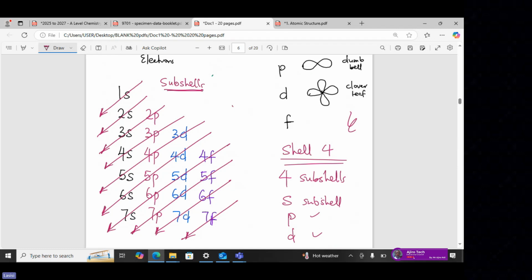Look at it. After 3d, 4p, it goes to 5s before 4d. After 4d, 5p, it goes to 6s before 4f.